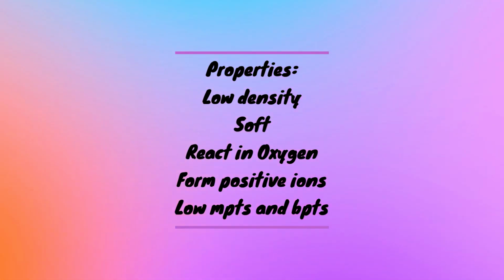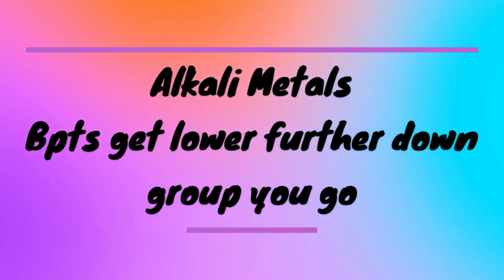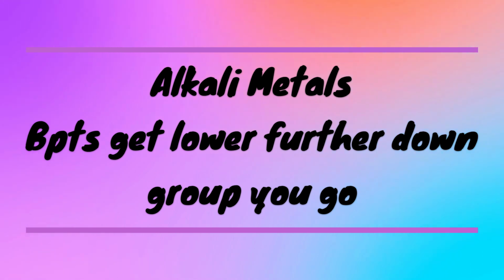We do just need to know a few properties of alkali metals. So number 1, they have a very low density. They actually will float on water. Alkali metals are very soft. They can be cut with a knife. They all form positive ions, as we know, because they are metals, and they do actually have relatively low melting points. But again, we need to know a trend, and the trend is that those melting and boiling points will get lower the further down the group you go.